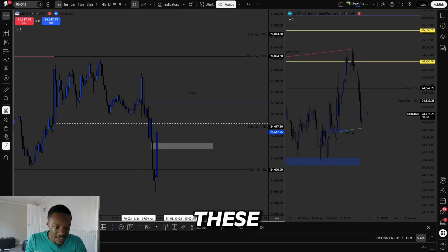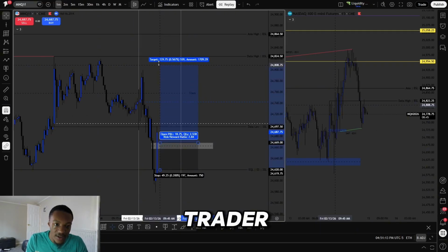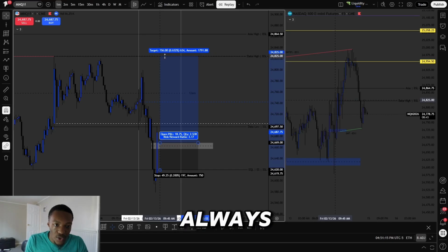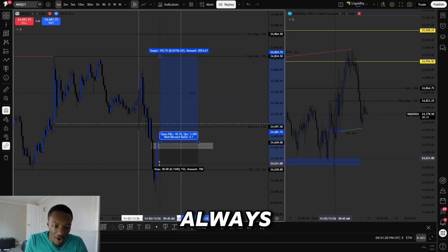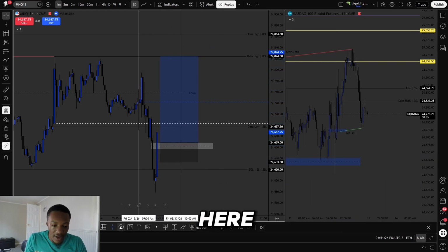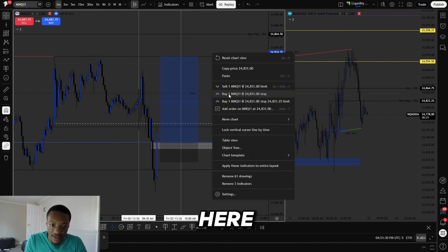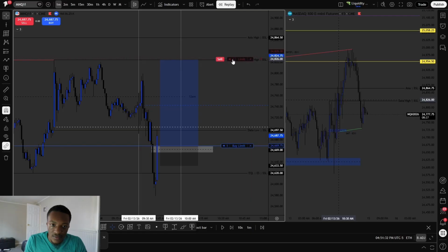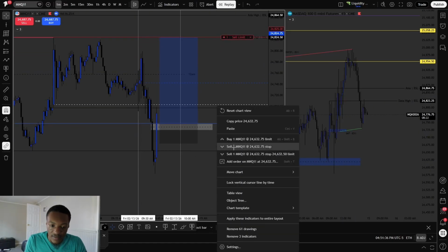So if you were to take these longs here, I'm not a breakout trader. I'm a retest trader. So I always wait on a retest. If I don't get a retest, then I just get no fill. But I always wait on the retest so I can get a little bit better of a stop loss. But here, we'll put our trade in here, and we'll be targeting these highs here. And I am in replay mode just so I can show you guys the trade.